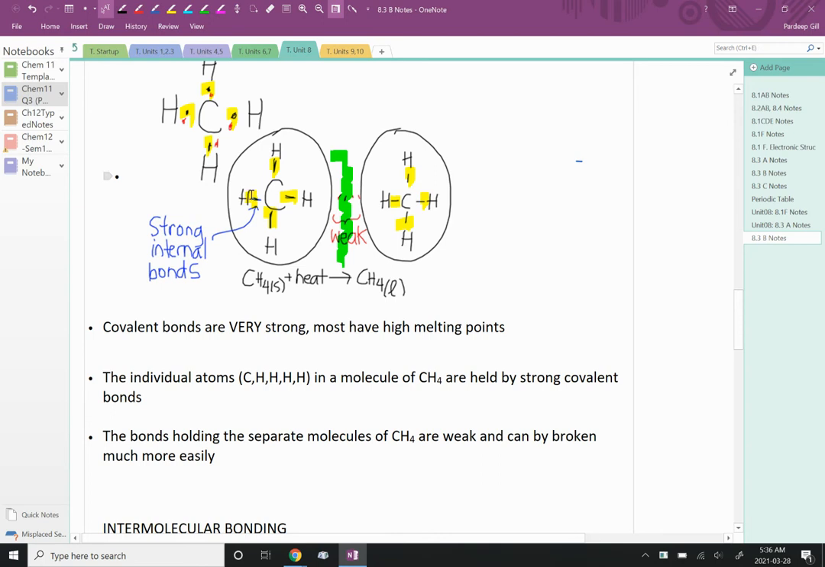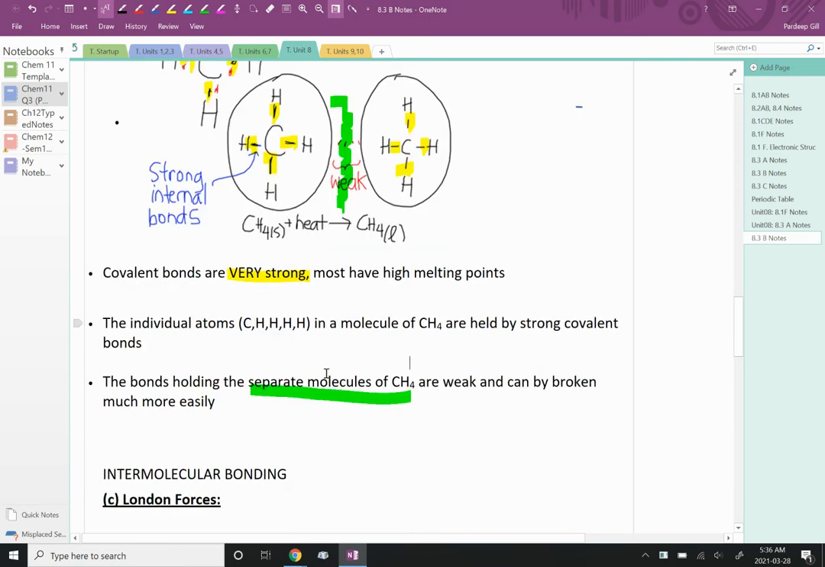So this region of space that I highlighted first, the covalent bonds, these covalent bonds are very strong, and most covalent molecules have very high melting points. The individual atoms in a molecule are held by strong covalent bonds. Now, the bonds holding the separate molecules of CH4 are actually weak, and they can be broken much more easily. There are no electrons involved there, really.